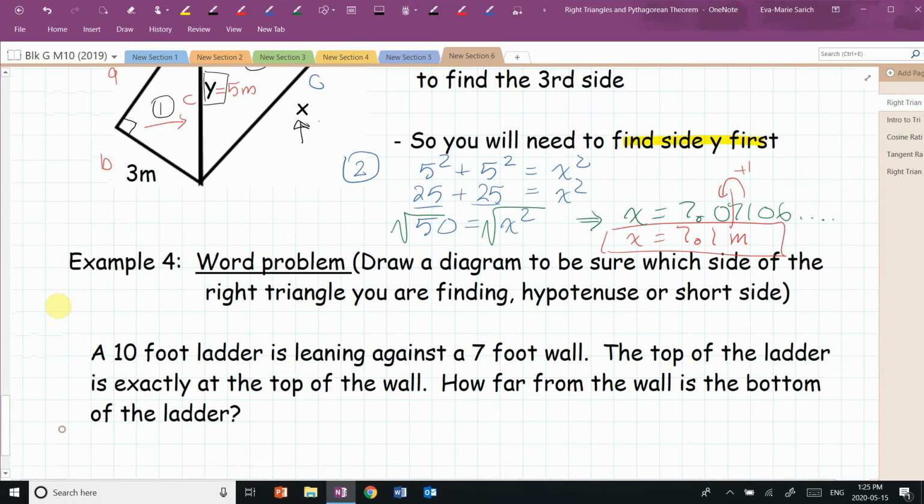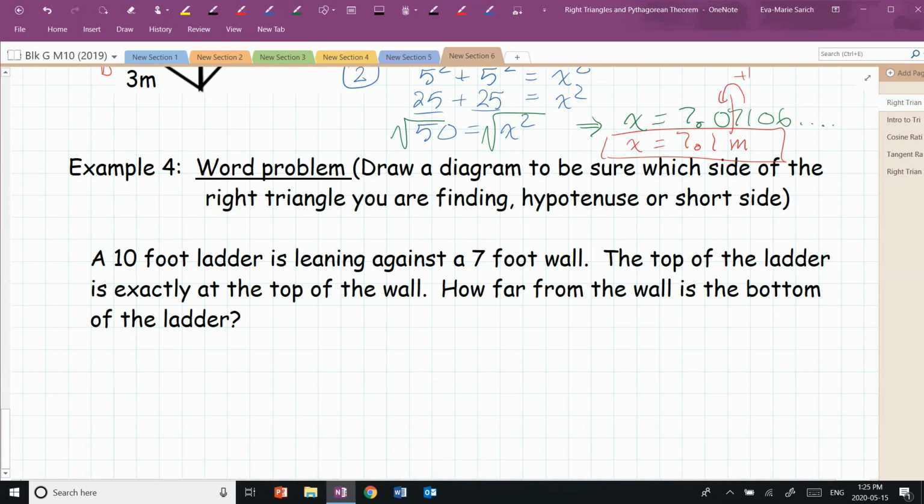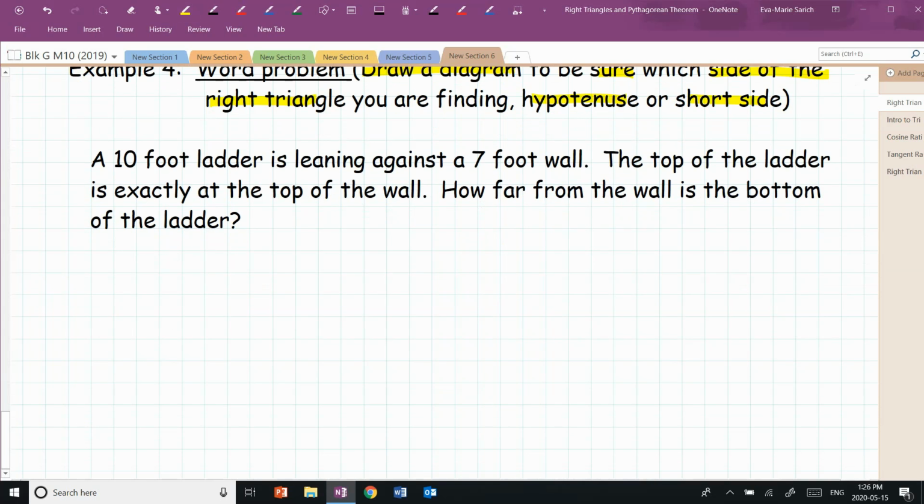Okay, now lastly, we're going to have word problem assignment as well. So on word problems, I want you to draw a diagram. When we draw a diagram, we are sure then which side of the right triangle you're going to find. Are you finding the hypotenuse or are you finding the short side? Okay, so diagrams are essential to make sense of the question.